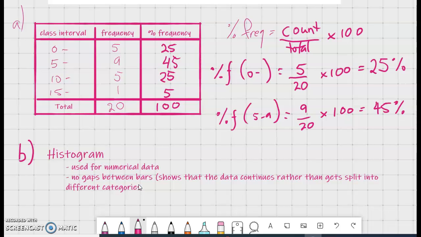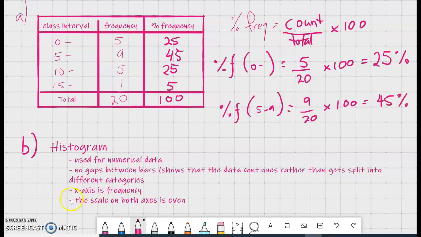Another important feature is that you don't put gaps between each of the bars. The reason we don't have gaps is because the data is continuing on a number scale that doesn't stop. Whereas if you're dealing with categorical data, there should be a gap because each bar represents a different category, something that's different, not something that's continuing on.